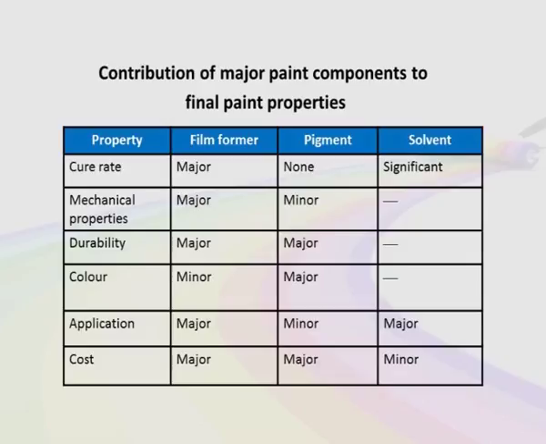Mechanical properties of the paint. Here again vehicle or film former is the most important, pigment being the less important. Durability of a paint, here vehicle as well as pigment both play major role. Now color of the paint, as it is clear, this is the pigment which will play the major role in deciding the color of a paint. Now the cost, this is a very important component. Here film former and pigment both are the major contributors as far as cost is concerned.